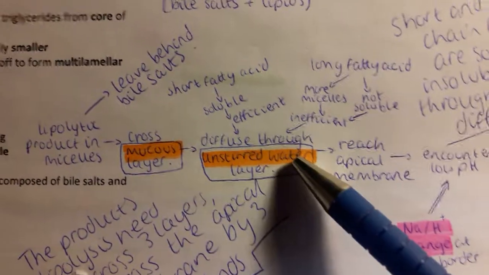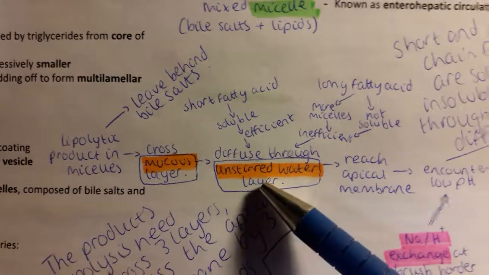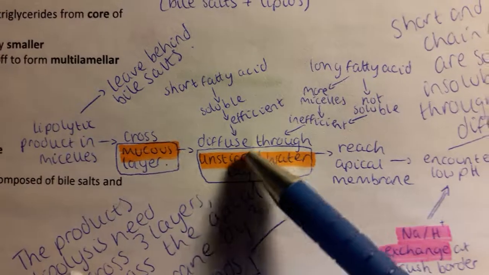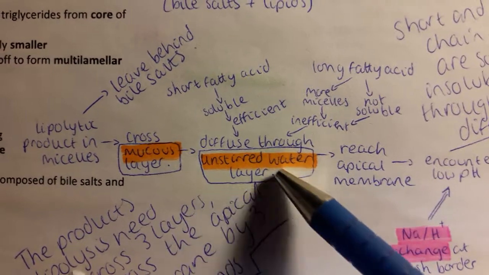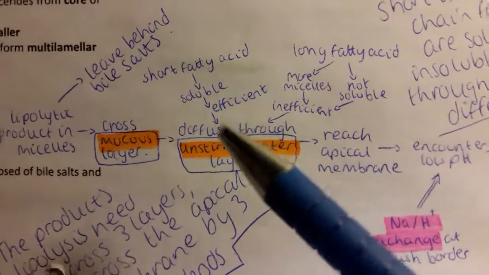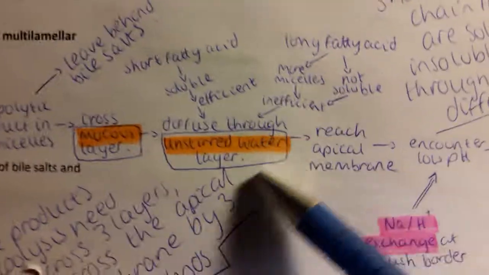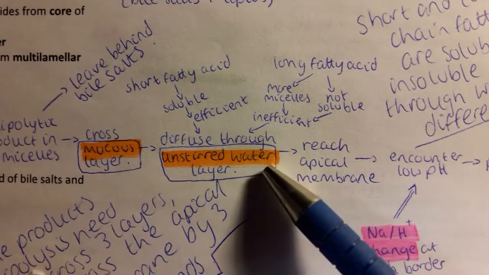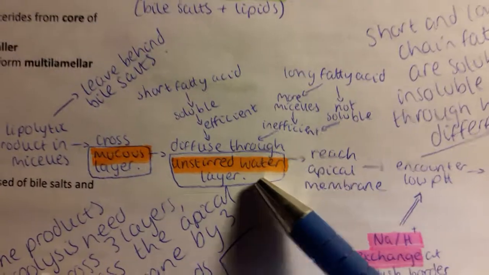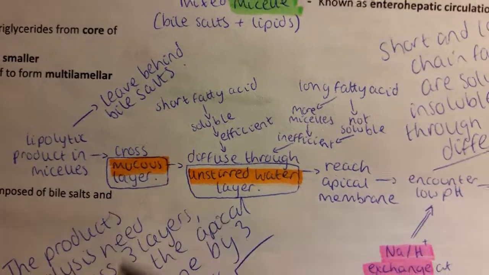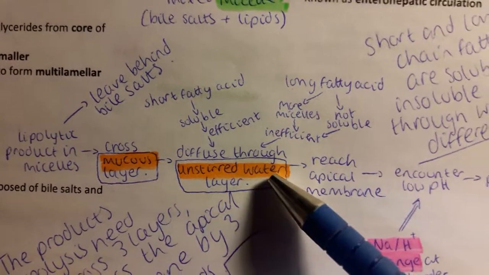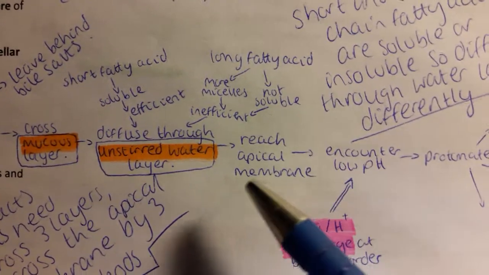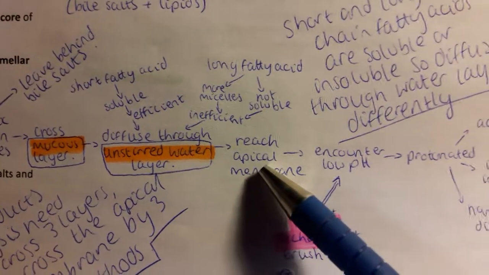What the unstirred water layer is, it's a layer of fatty acids on the enterocyte surface that's unstirred, meaning it's not moving around a lot. It's just a layer of fatty acids, and the purpose of that is to create a concentration gradient of fatty acids into the enterocyte to keep them diffusing into the enterocyte. So they cross the mucus layer first of all, then they diffuse through the unstirred water layer. Then they reach the apical membrane, the lumen and the apical membrane of the enterocytes.